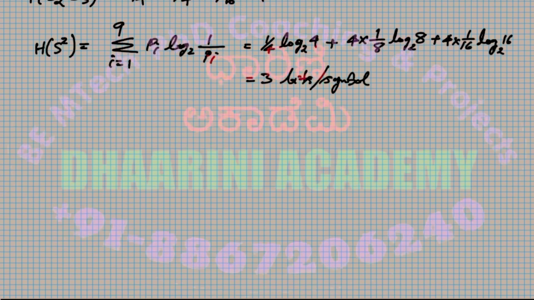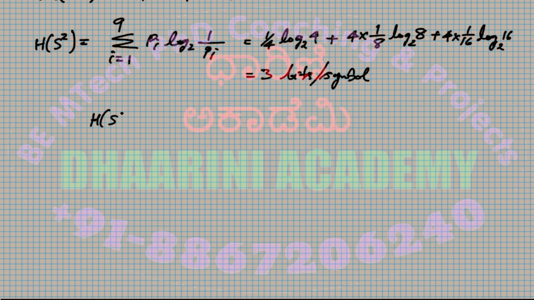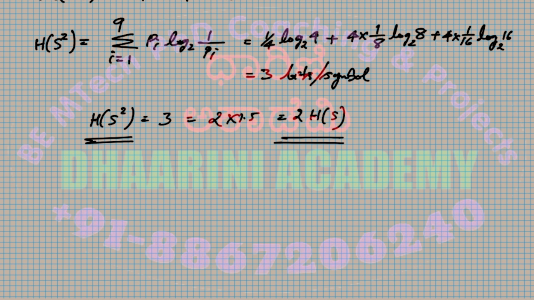So now what we know is that H of S square is equal to 3, which is 2 into 1.5, so that is 2 times H of S. Hence, whatever they have asked, we have proved it. So that is the concept of extension of memoryless sources. In this case, we have considered the information sources to be memoryless. They are not remembering what they had produced previously. Okay, so that's the concept.